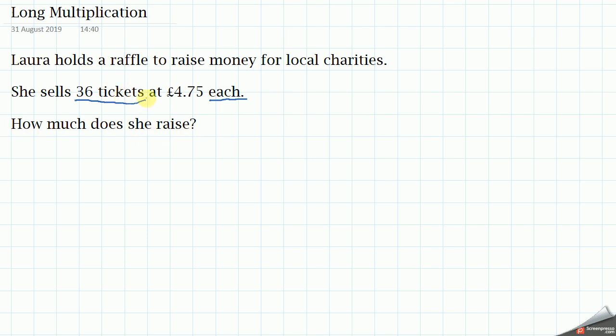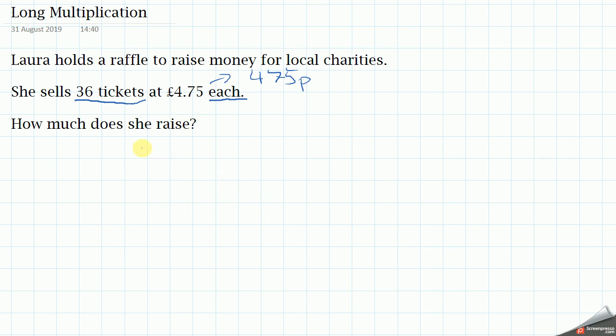So the total will be 36 tickets, each $4.75. What would be the total? Now, to start with, we're just going to calculate this in pence. So we're actually going to deal with 475 pence, not pounds. We'll convert it in a minute to pounds to see how you deal with decimals. So this is a multiplication of 475 by 36.